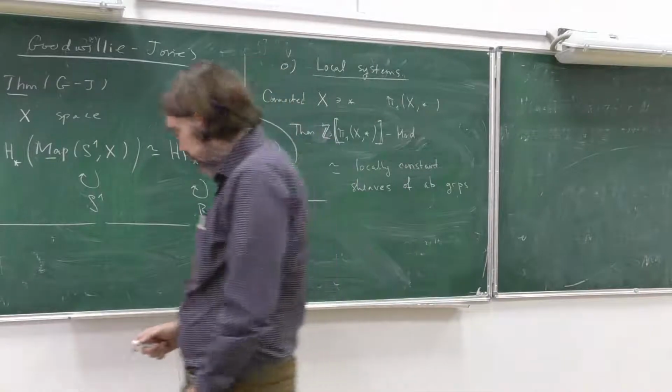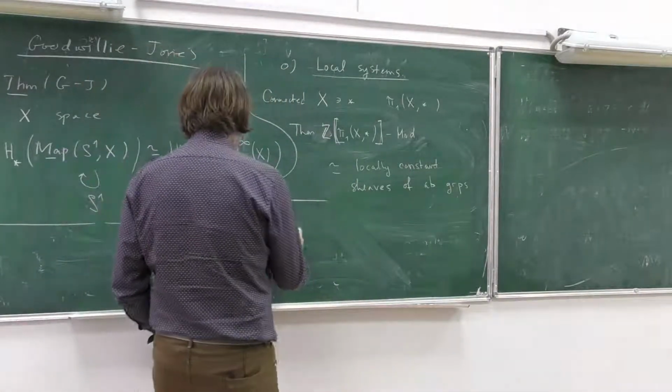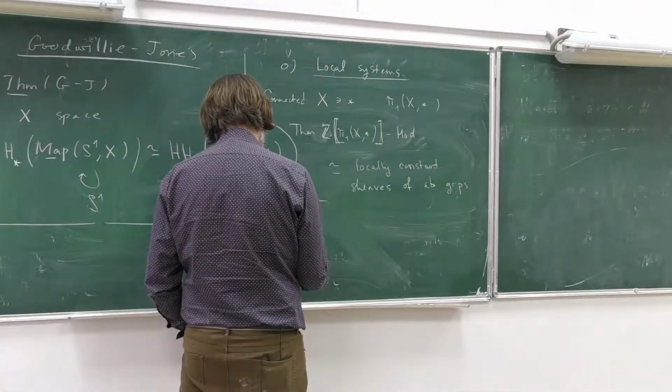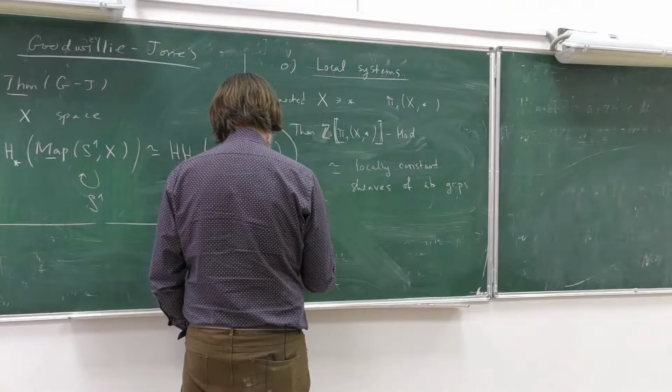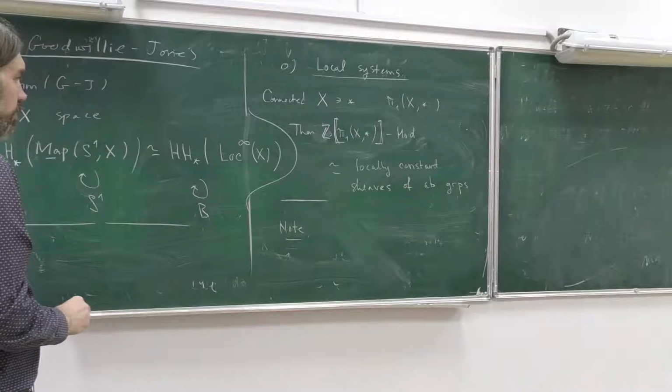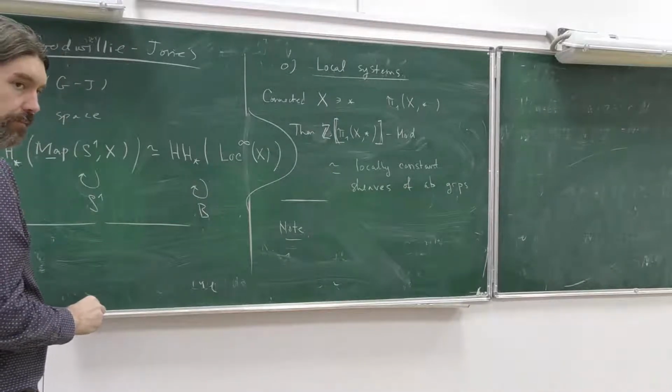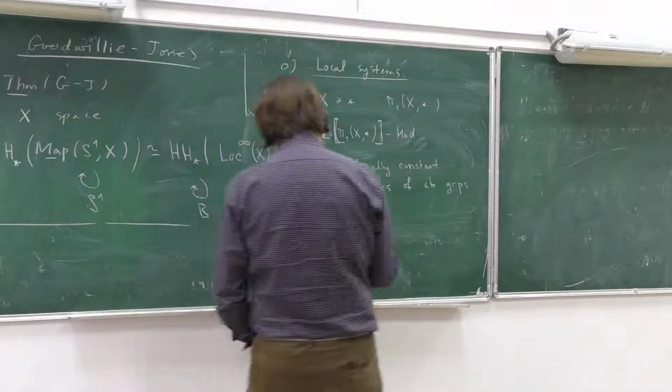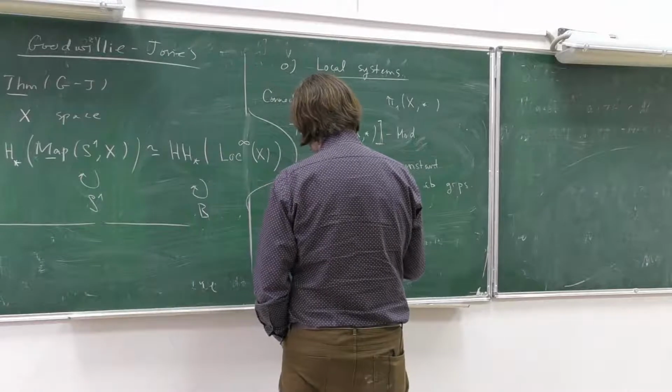We need more than this. So note that this category doesn't know very much about your space. So pi 1 could be trivial.